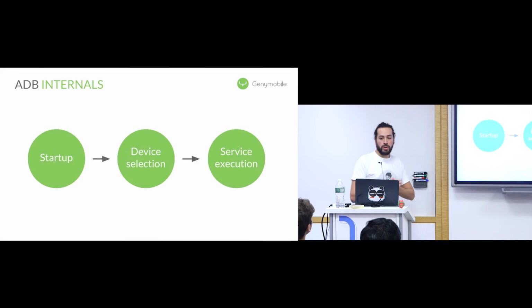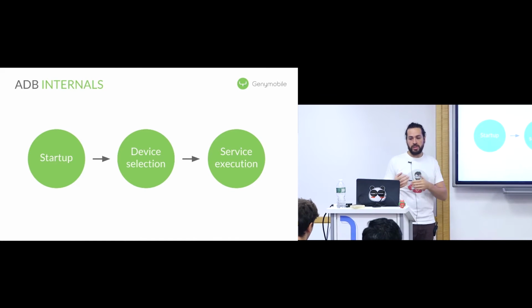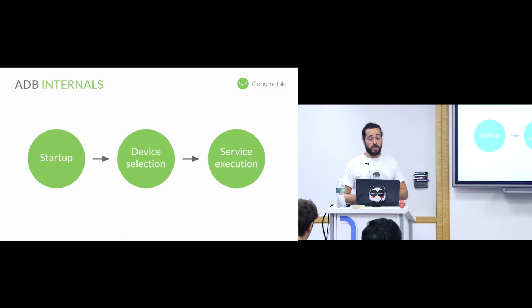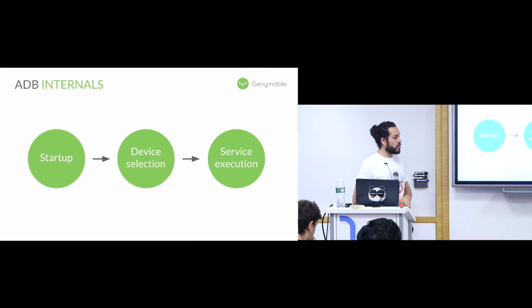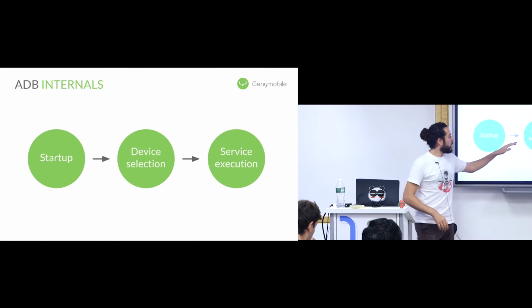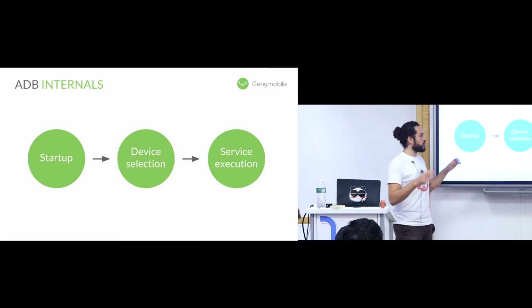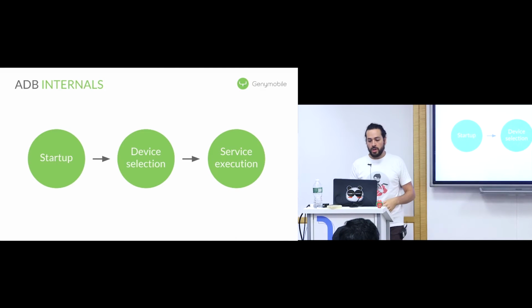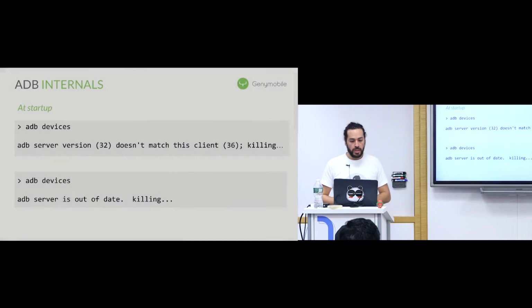And the interesting thing to understand is that you have three phases all the time when the ADB client is discussing with the server. The first is the startup, so when it asks for the version, etc. Then you have the device selection all the time. And finally, you have the service execution, asking for something to happen, for a real command to be executed.